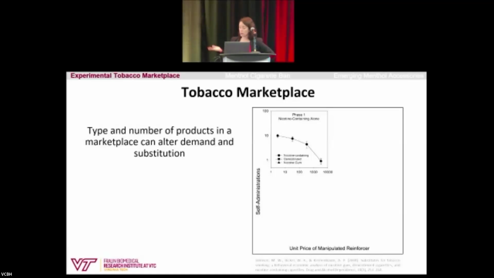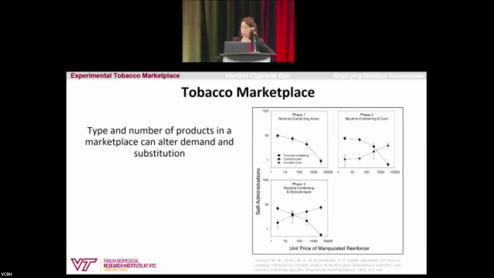So in phase 1 here, as he has showed you, they examine the demand curve for cigarettes alone. And as we progress to phases 2 and 3, we see demand and substitution curves when both gum and denicotinized cigarettes are concurrently available. And finally, in phase 4, all 3 products are available together, and that reveals shifts in the gum substitution profile when the denicotinized cigarette is introduced. And this study really showcases the dynamic nature of consumer preferences and how availability of new products influences substitution patterns.